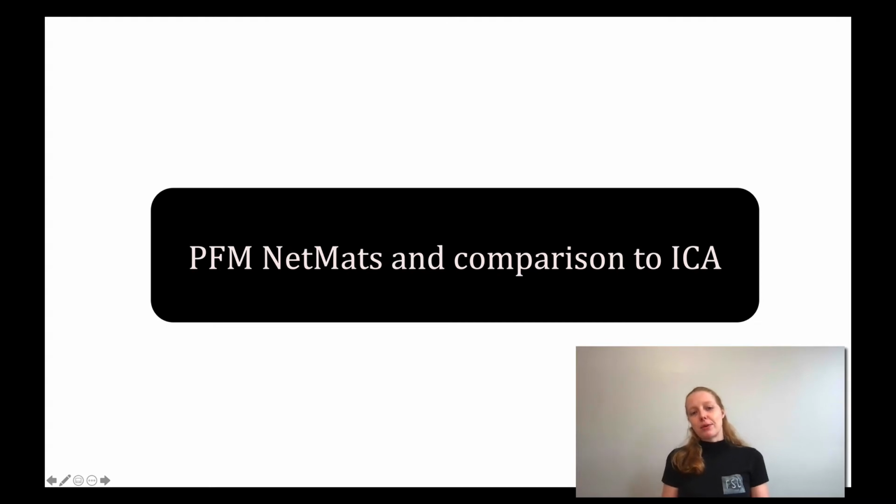So let's get started with part 1, which is about network matrices that we get from PFM and how they compare to results from ICA. If you haven't heard about the term of network matrices or NetMats before, there's an earlier lecture or set of talks in the FSL course about FSLNets, which explains this idea, this term, in a little bit more detail. So if you haven't listened to those earlier talks about FSLNets, it might be helpful to go back to those first.